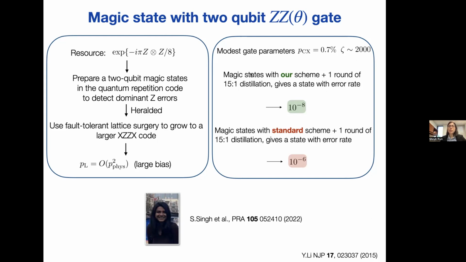So now if I had used the magic states prepared using our protocol and passed them through a 15-to-1 distillation circuit, then the one magic state that comes out has an error rate of 10 to the minus 8. But if I had used the standard protocol, then the output magic state infidelity will be 10 to the minus 6. So with our protocol, we are able to reduce the logical error rate of the output magic state by 2 orders of magnitude. And in fact, an error rate of about 10 to the minus 8 is enough for you to implement quantum algorithms for quantum simulations with a quantum advantage.